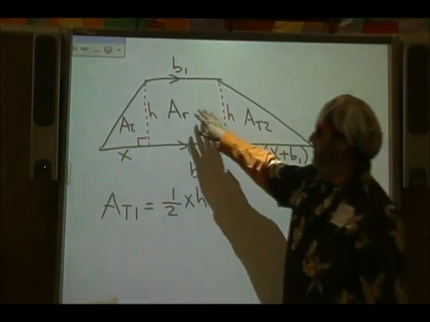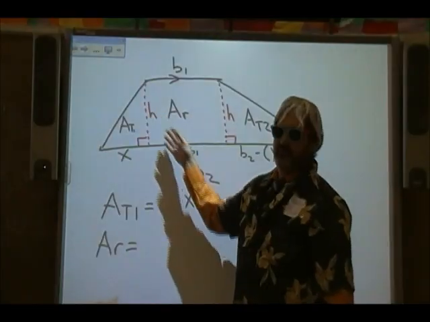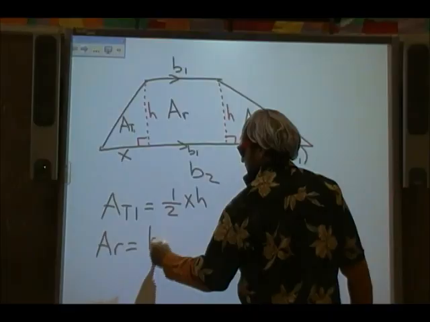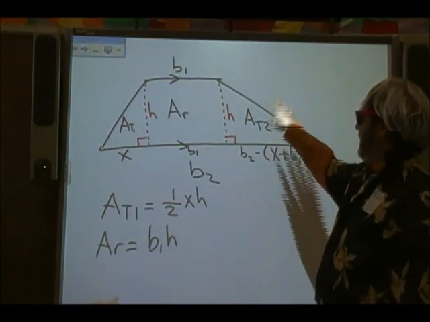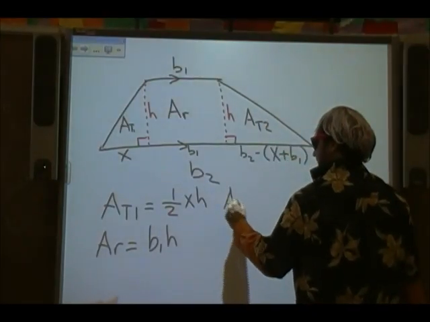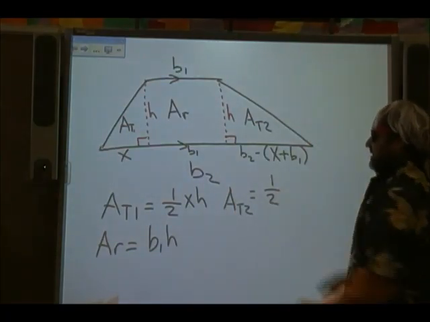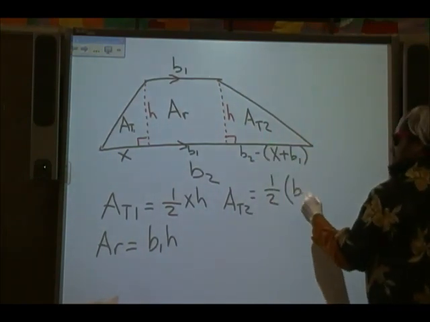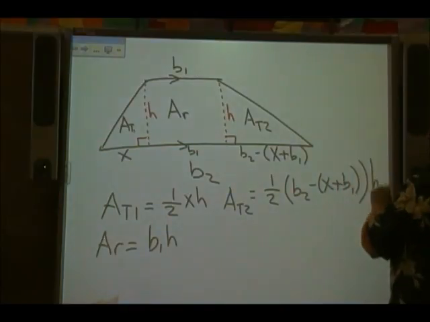Area of the rectangle is just length times width, or height times base 1. So I have base 1 times my height. This one, area of triangle 2, is equal to 1/2 this whole base times the height. The whole base times the height.